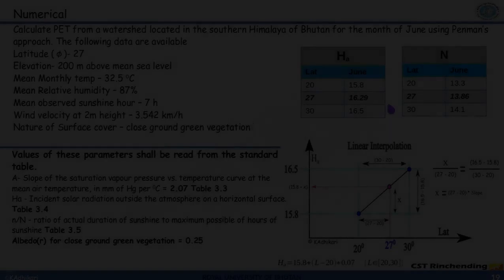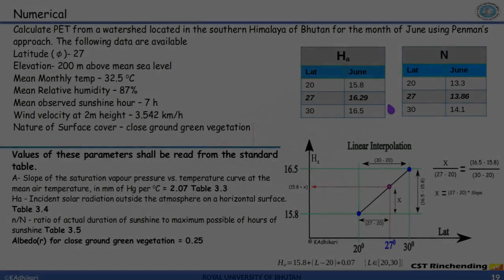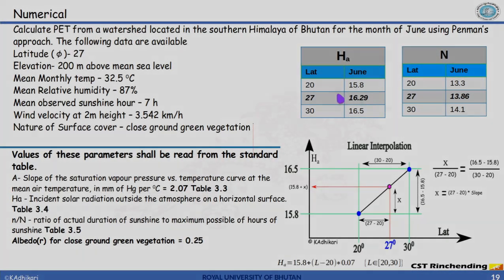Now we can also quickly check the values that we have got in this example. I have done the manual calculation and now we can check using the program. So let's quickly note down the parameters given in the question. The latitude is 27 degrees, temperature is 32.5, relative humidity is 87%, N is 7, velocity is 85, R is equal to 0.25, and the PET we got from manual calculation was 5.325. So let's quickly go over to the console and try to solve this using the program.